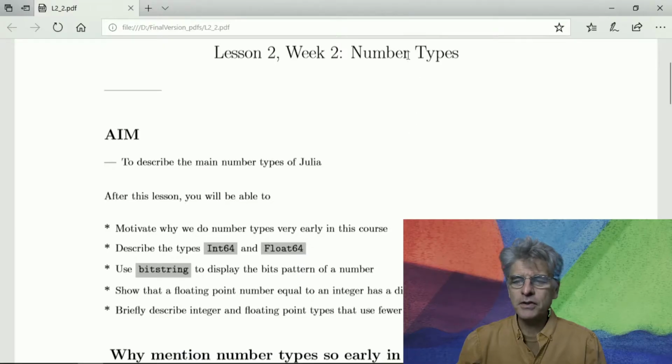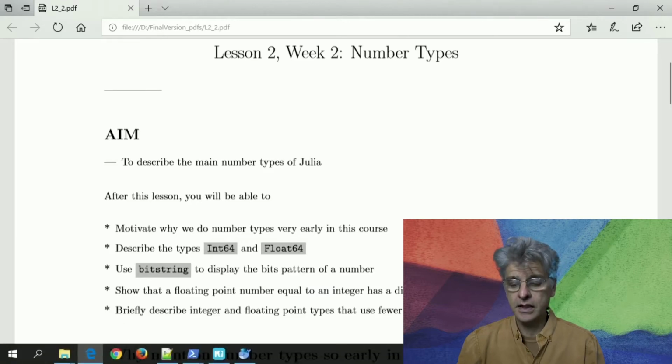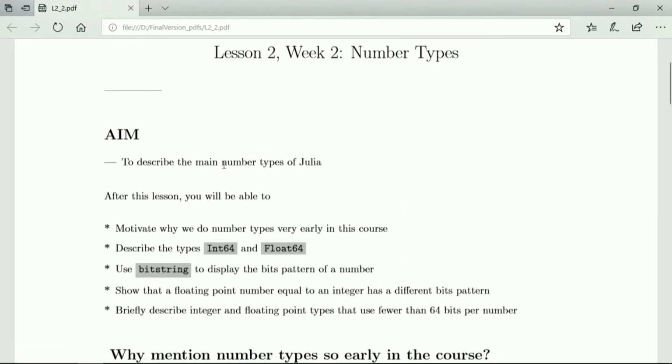So today we're talking about number types. We're really doing it so that we can talk about types in Julia. Number types are a good way to start, and I'll answer this question: why number types so early in the course? After this lesson, you'll be able to motivate why we do number types so very early in the course.